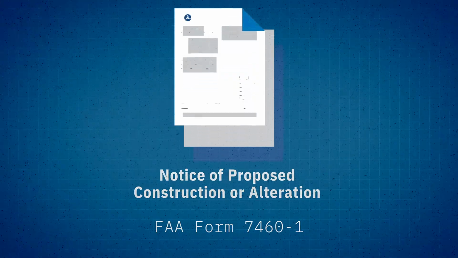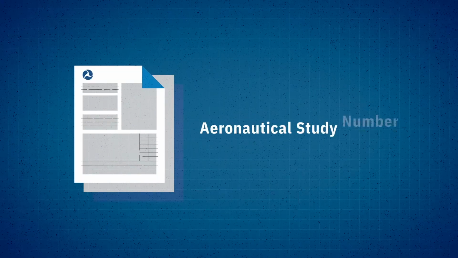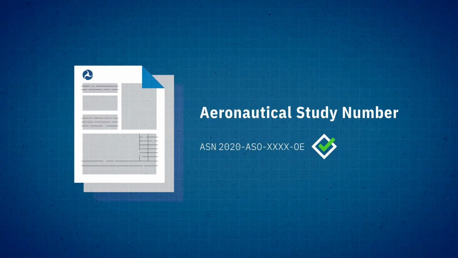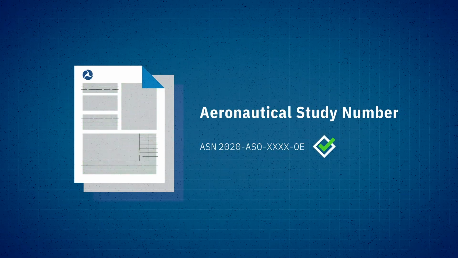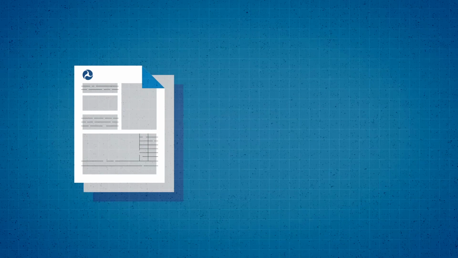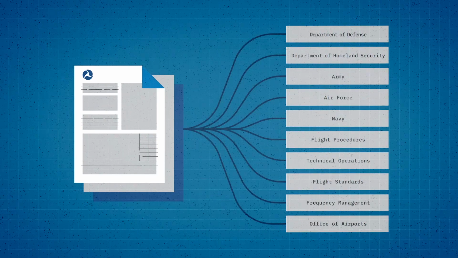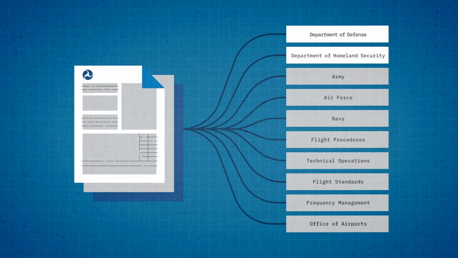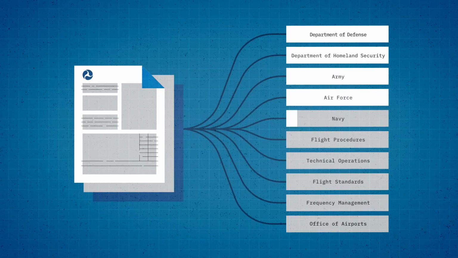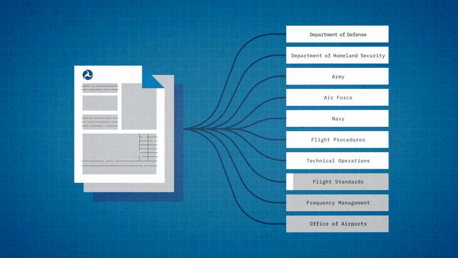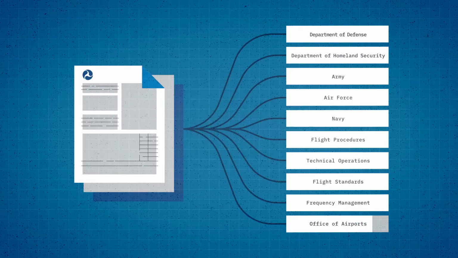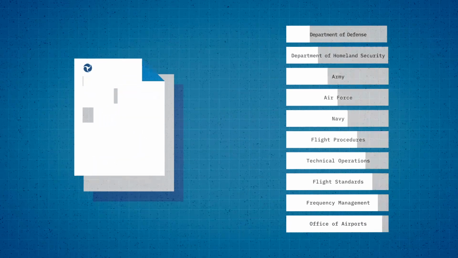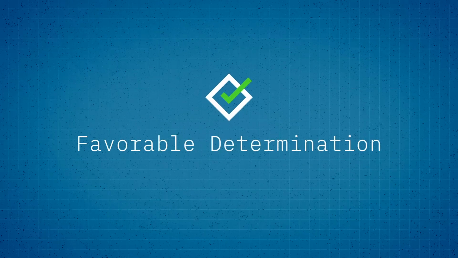Once you complete and submit the form, the OEG will assign your project an aeronautical study number and will verify and validate your submission. It's very important that the information you submit is accurate in order to prevent any delays in the aeronautical study. Next, the OEG collaborates with 10 different lines of business, including the Department of Defense, Department of Homeland Security, and departments of the Army, Air Force, and Navy, to determine whether your proposed structure, if built, would have an adverse effect on the national airspace. If there is no adverse effect, the OEG would issue you a favorable determination.